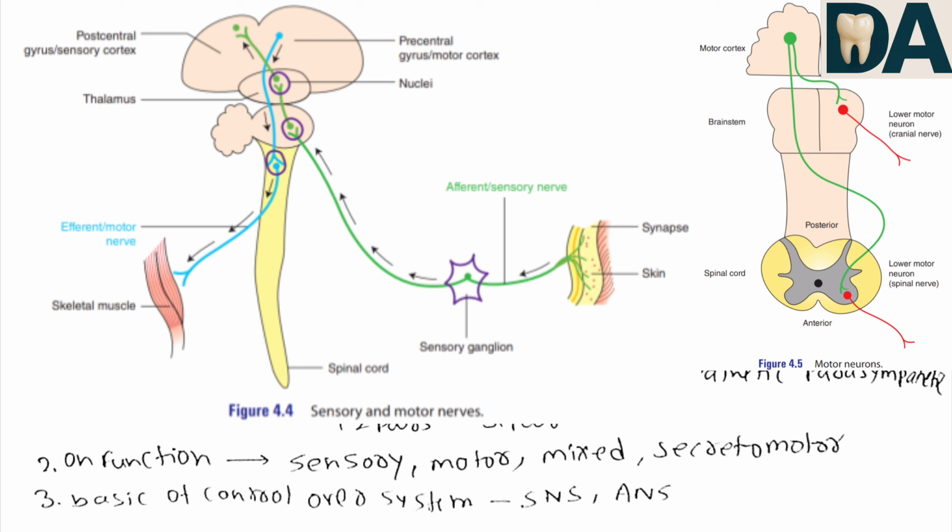Mixed nerve. Those nerves carry both sensory and motor fibers. Those are called mixed nerves. Secretomotor nerve. Those are efferent nerves with the ability to induce a gland to secrete a substance. For example, the lacrimal branch of the maxillary nerve supplies secretomotor innervation to the lacrimal gland, stimulating its secretion of tears.